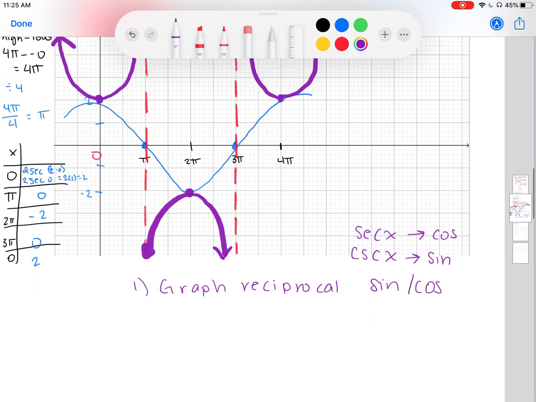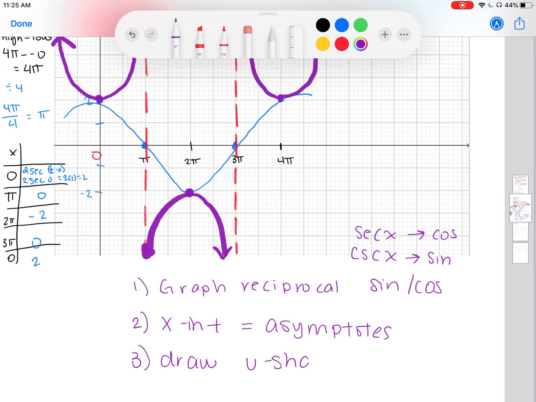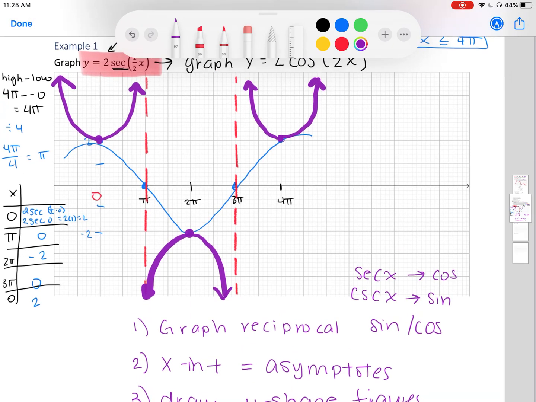From there, your x-intercepts are your new asymptotes. And lastly, you draw U-shaped figures from the peaks, such as we did here. All right, like I said, you're already a pro. It's just a matter of adding those extra steps.